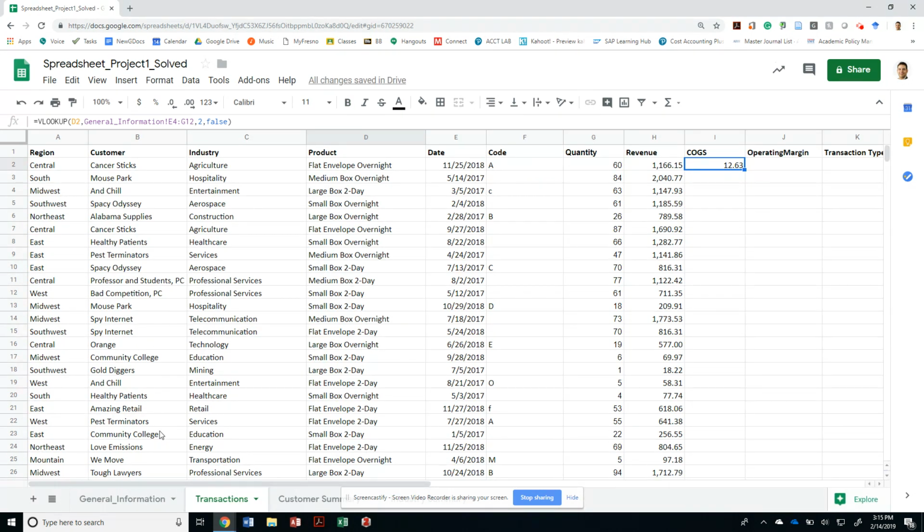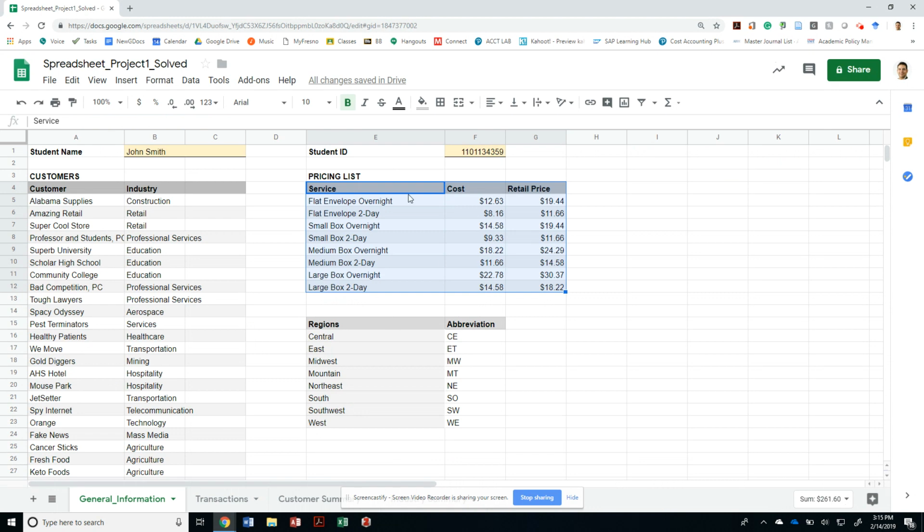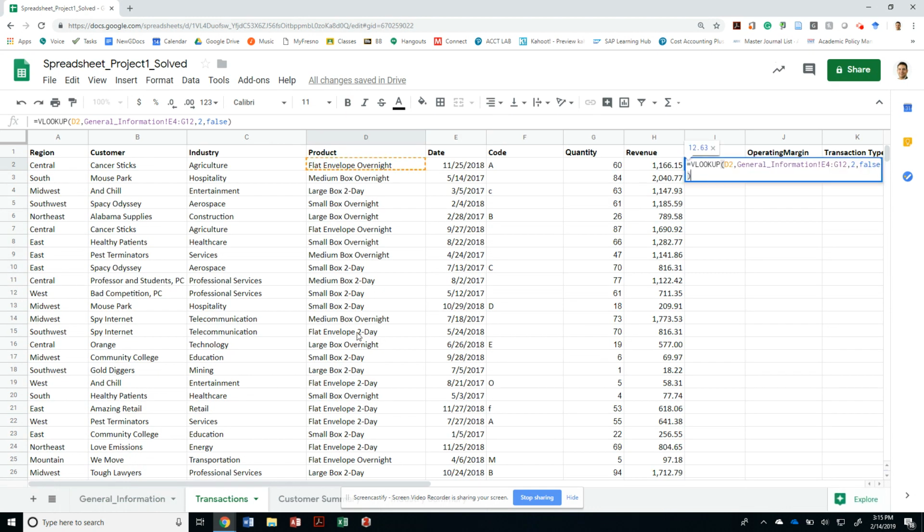That's 1263. Let's just go ahead and verify it. 1263. Yeah. Flat envelope overnight happens to be 1263. But that's not what I'm looking for. I need to look for the total cost of goods sold. In this case, I got to multiply it times the quantity of services that we sold on that particular transaction. So then that will be the cost of goods sold for that transaction.